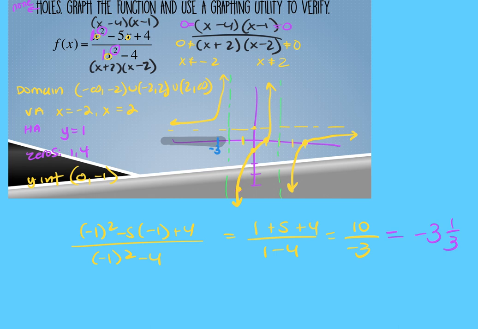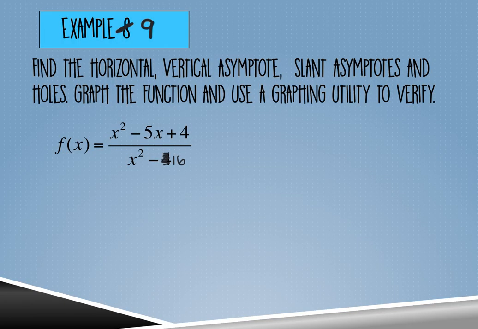What happens when there's a hole? So if you want to duplicate that last slide, but change your denominator, that's what we're going to do. Okay, this says find the horizontal. Again, all the same set of instructions. So same question, but I changed the denominator.